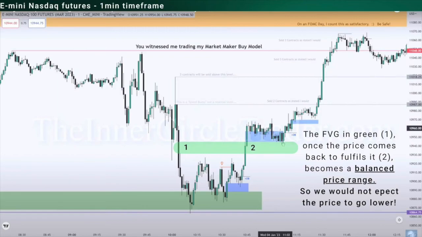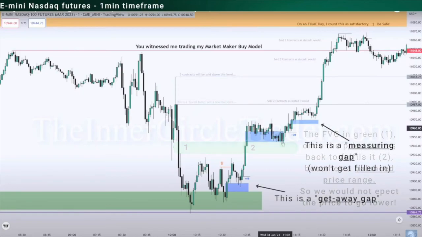The fair value gap started when you see the number 1. When you see number 2 happening, the price came back, touched upon that level and went above it. So this green fair value gap becomes now a balanced price range. And that's the reason why after the price goes above it, we should not expect the price to go lower. We look here from the bottom.